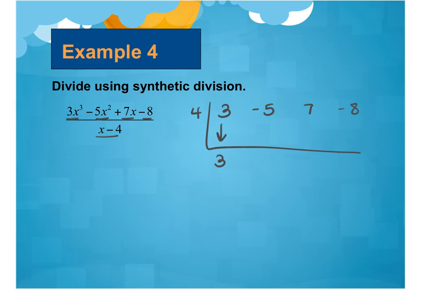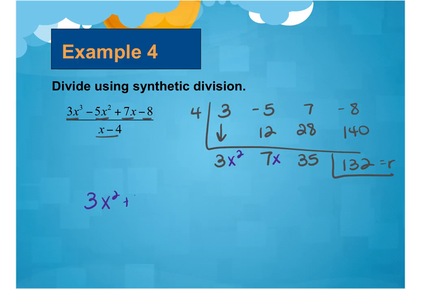Bring down the 3, multiply by 4, put it in the next column, add it. Multiply by 4, put it in the next column, add it. Multiply it by 4, put it in the next column, and add it. The last number is your remainder, then the constant, then x to the first, then x to the second. So we get 3x squared plus 7x plus 35 plus 132 over x minus 4.